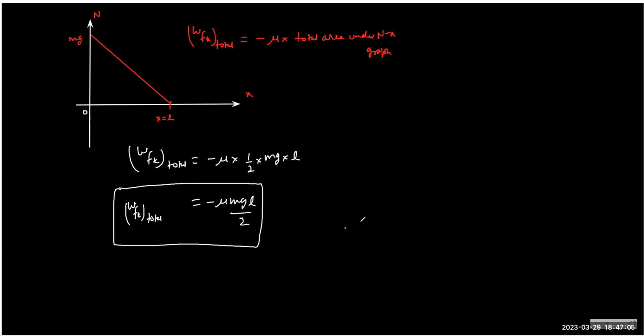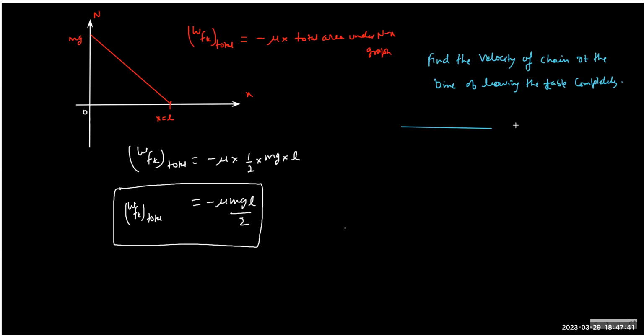So now comes the very interesting part, which is generally asked in a question also, that is to find the velocity of the chain at the time of leaving the table completely. Now this is interesting: when the chain is about to drop off the table.